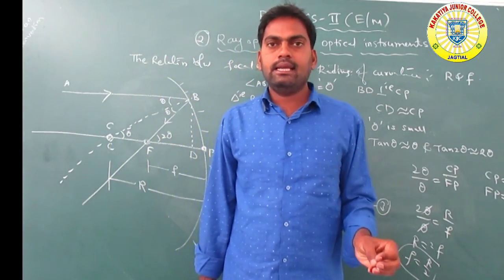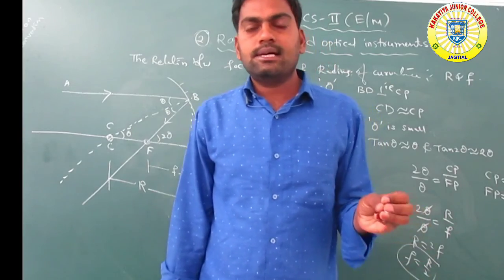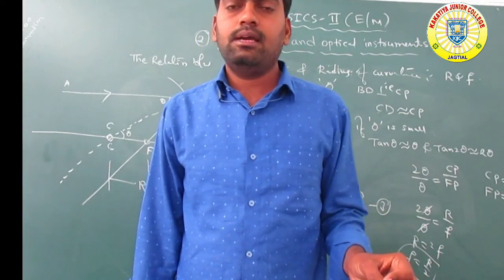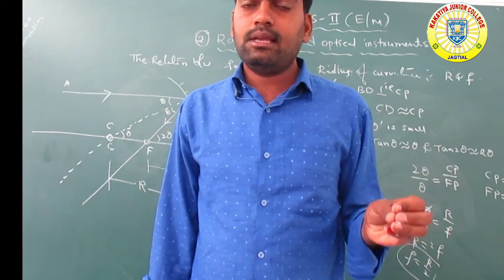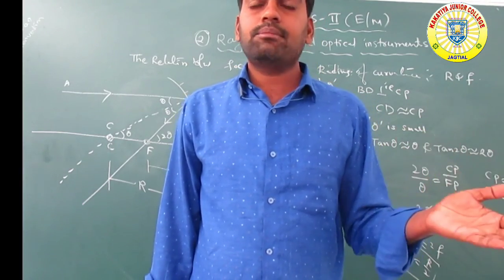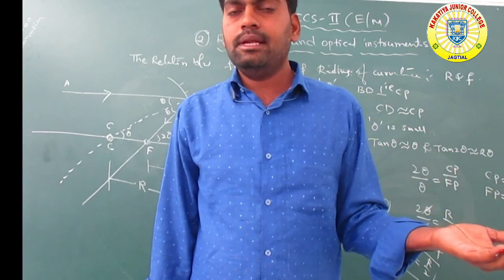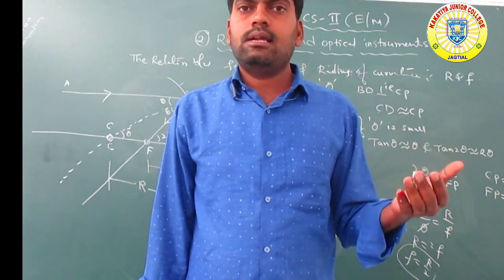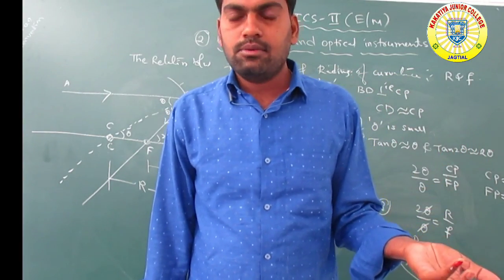What is the critical angle, and what is the total internal reflection of light, going from a denser medium to a rarer medium? We will study about that in another class.